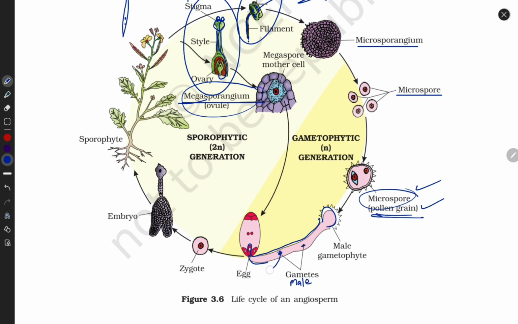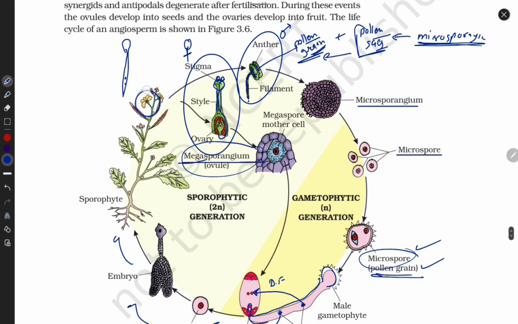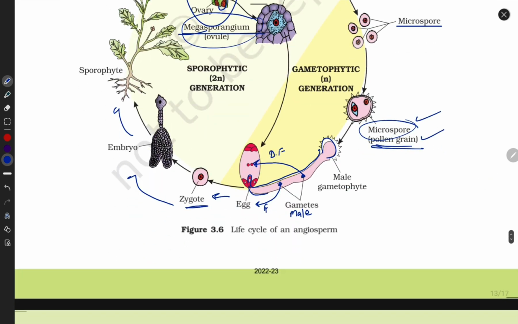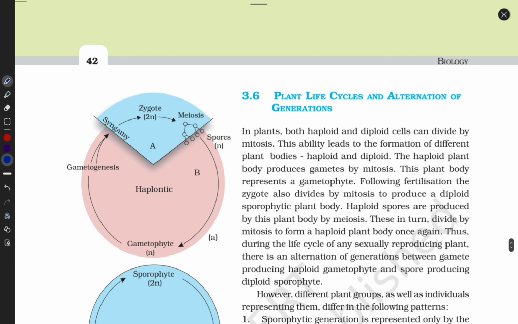If a male gamete fuses with the egg cell, we call it fertilization. If another male gamete fuses with these polar nuclei, we call it double fertilization. Clear? In future they form zygote, zygote to embryo and embryo to whole plant, and this plant has flowers, which have male as well as female reproductive organs. This cycle is complete. Okay guys, this is important for your theoretical exam.